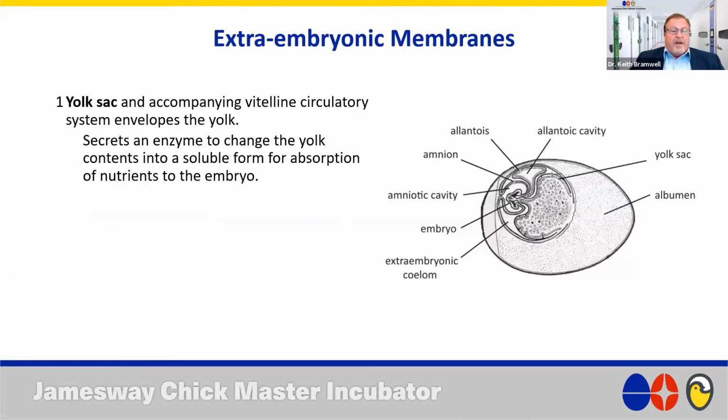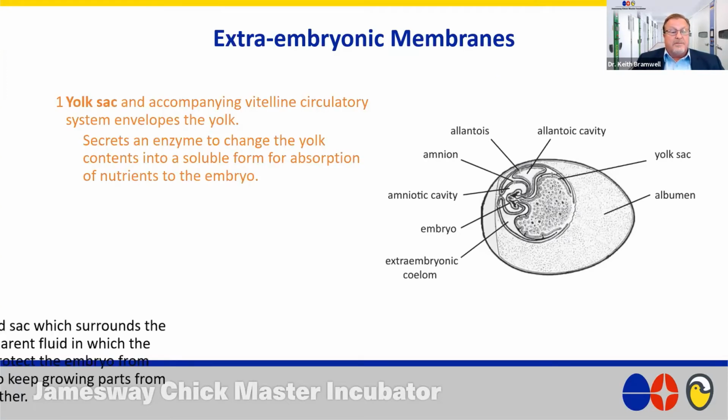So what happens early on? These are very important functions that happen early on that affect that embryo long term, and that's why we have some embryo mortality when things don't occur properly. The yolk sac, its purpose is to secrete enzymes to change the yolk contents into soluble form for absorption of the nutrients to the embryo. What happens if that yolk sac is not formed and developed properly?